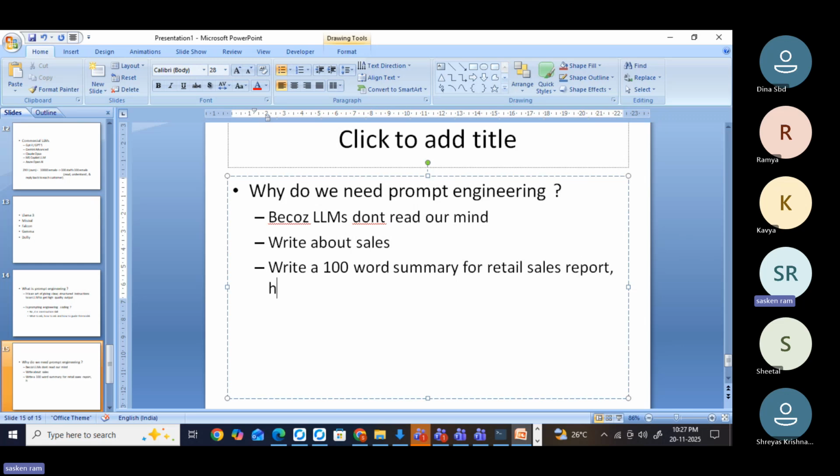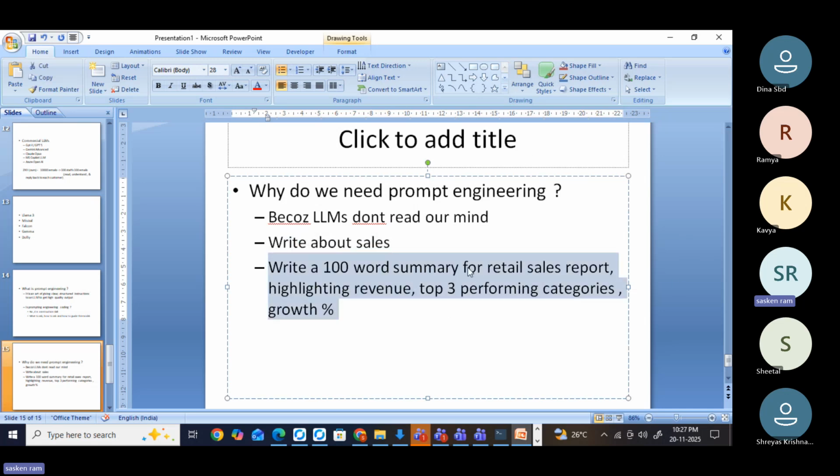And what else can we ask? Highlighting revenue, the top three performing categories and growth percentage. If you ask these specific questions, it gives you the correct answer. If you simply ask, write about sales, it is a waste of time. Also, from the LLM side, it generates too much content which is not required for us, right? All we need is a summary for the retail sales report highlighting revenue.